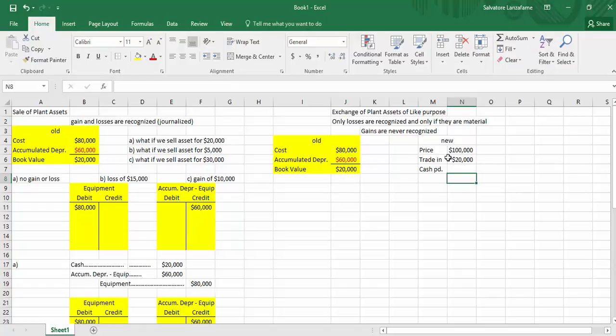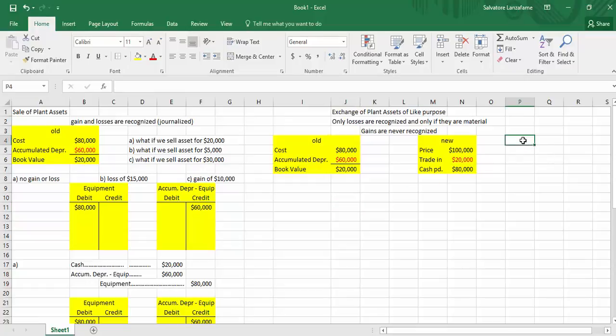So if they give us 20, we don't have a gain or a loss because our asset is worth 20. So whatever the trade-in amount is, you're going to compare it to the book value. That's kind of like how cash worked in the first scenario. We compared it to the book value. Now we're comparing the trade-in value to our book value. So if this new asset costs 100 and they're giving us 20 for our old equipment, we got to come up with 80. So this is our new chart.